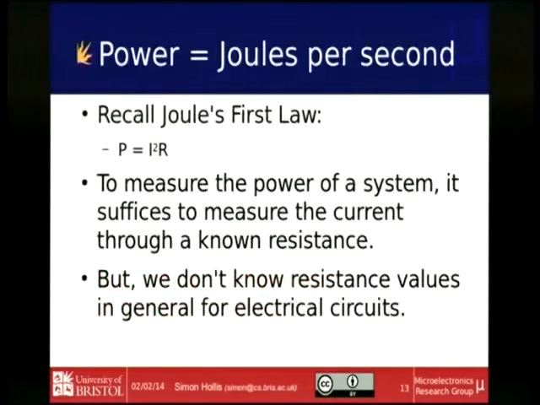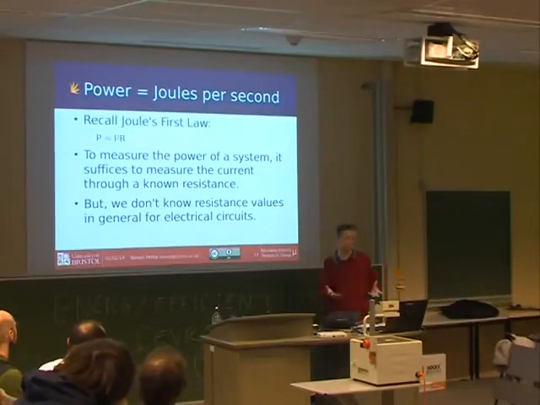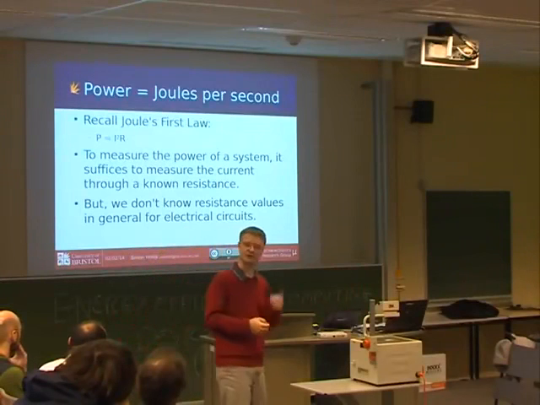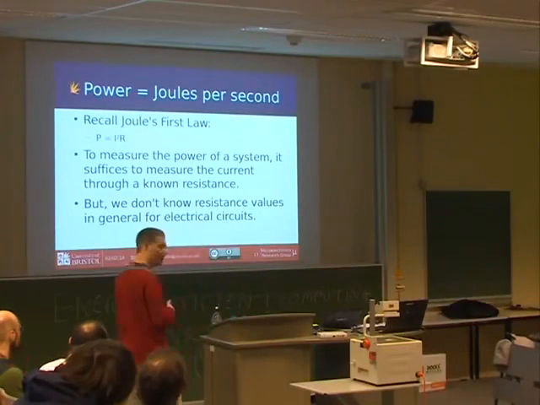Okay. So we're going to recall a little bit of schoolboy physics. We've got Joule's first law, which says the power of my system is the current squared times the resistance of the system, P = I²R. So if I have current and resistance, I can measure power. If I can fix the resistance, which is probably what I want to do in this scenario, then I only have to measure current. I measure one thing, and I can know the power of the system.